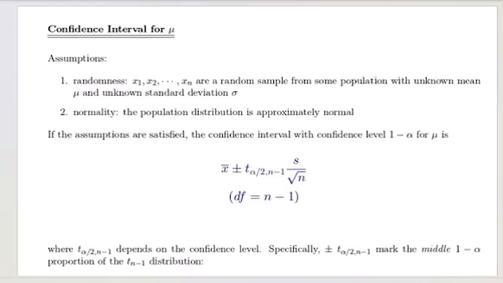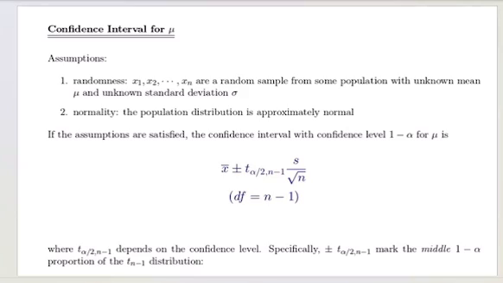Now, I need you to pay attention. How do we construct an interval for a mean? Constructing an interval for a mean, we have assumptions. Number one, randomness. And what do I mean by randomness? It means the way you choose your sample, you must give equal chance to everyone in the population. You're choosing randomly.